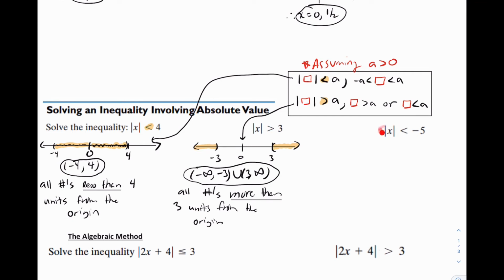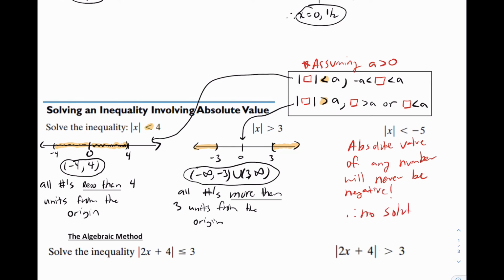That's important because let's look at this example. If you just mindlessly try to do the algorithm I just taught you, you'll get it wrong, because if you think about this, the absolute value of any number will never be negative. So for this one, there's no solution. So you just got to be aware of that. Make sure you always understand what you're doing.